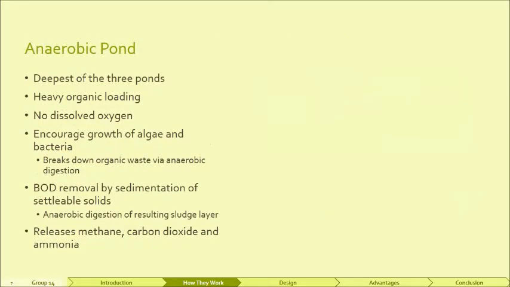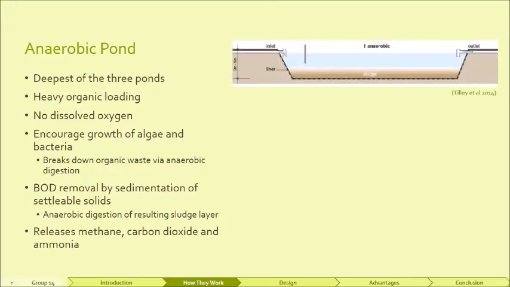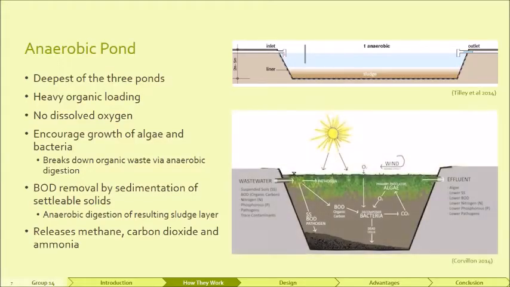The first type of pond performing primary treatment is anaerobic ponds. These deep ponds operate under heavy organic loading and, as the name suggests, contain no dissolved oxygen. Anaerobic ponds encourage the growth of bacteria to break down organic waste products via the process of anaerobic digestion. The main mechanism of biochemical oxygen demand removal in anaerobic ponds is by sedimentation of settlable solids and subsequent anaerobic digestion in the resulting sludge layer.